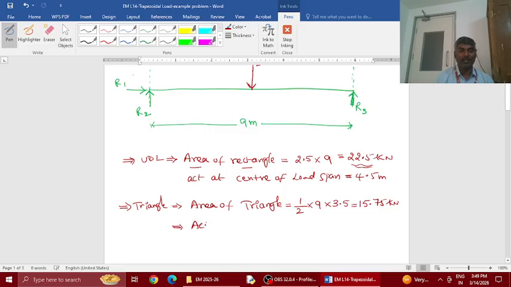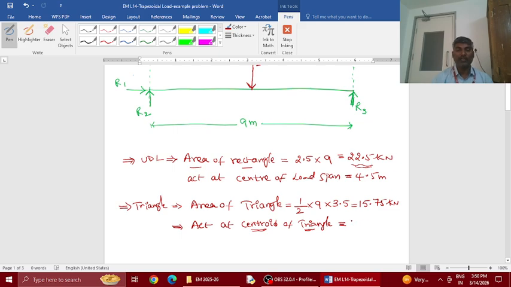It is going to act at the centroid of the triangle. For a rectangle, the centroid itself is the center, so we write center there. Whereas for a triangle, the centroid is different, so we'll write centroid. You might have learned this in the centroid chapter.